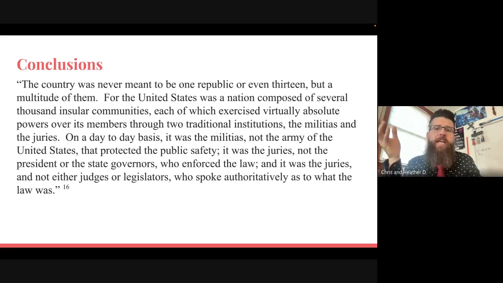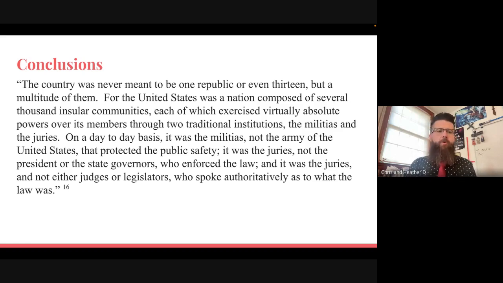For the United States was a nation composed of several thousand communities, each of which exercised virtually absolute powers over its members through two traditional institutions, okay? And I am pulling this, guys, from our readings this week, the militias and the juries. And we kind of morph this into other things today, but on a day-to-day basis, at least during the conventional times, it was the militias, not the army of the United States, who protected public safety. It was the juries and the local juries, not the president, not the state governors, who enforced the laws.